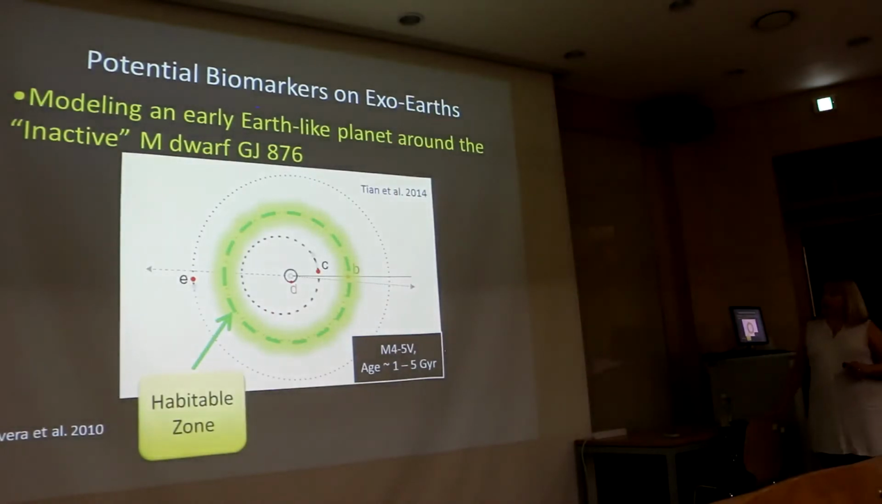And that's what one of our theorist colleagues showed. This is Feng Tian's paper, where he modeled one of our stars, GJ 876, and he tried to understand how much stellar flux you're going to see in the habitable zone. So this is the star, and this is the habitable zone. It's a cool star, not very old, not very active.